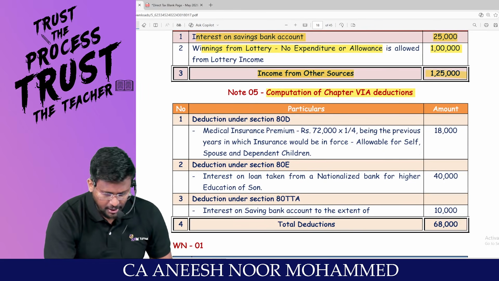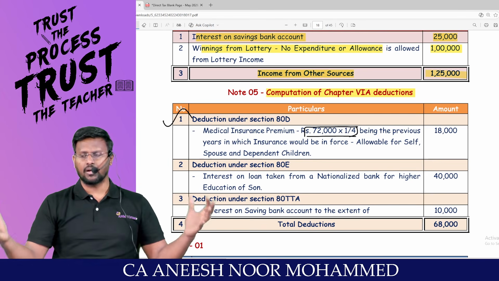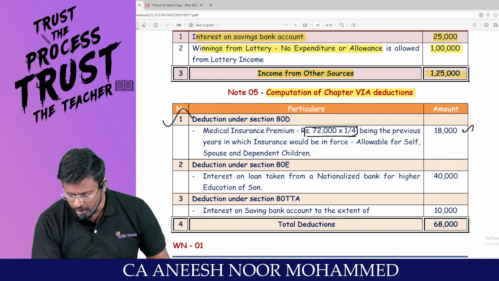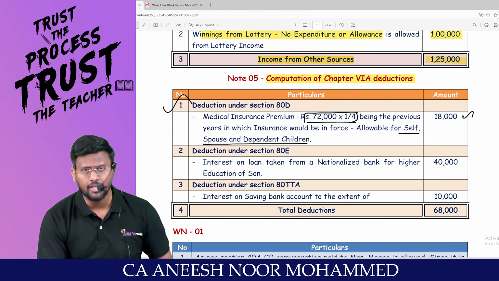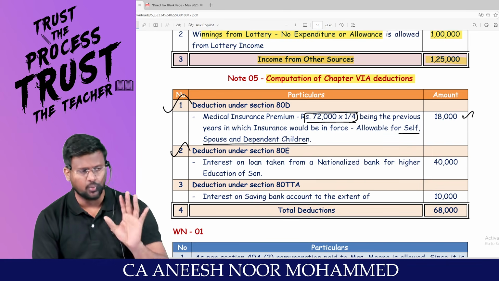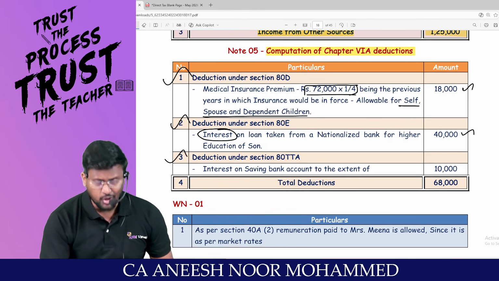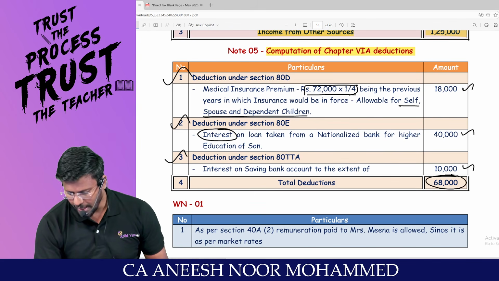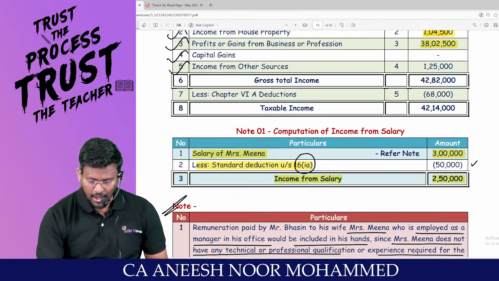Yes, a deduction under what? 80D. Totally 72,000 paid, but it is for how many years? 4 years, for financial year. That's why 18,000 can be claimed as deduction. Since it is for self, spouse and dependent children, it is fully allowed. Am I right? Deduction under 80E, only what is allowed? Interest is allowed. So how much rupees? 40,000. Deduction under 80TTA, you can claim only to the extent of. So you can happily enjoy 68,000 rupees as Chapter 6A deductions.